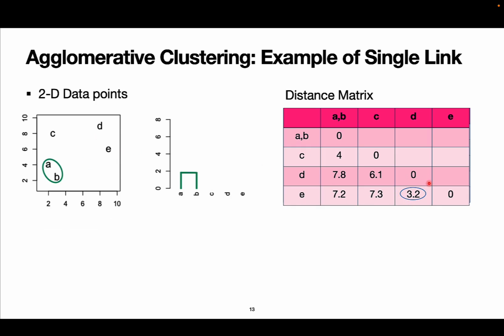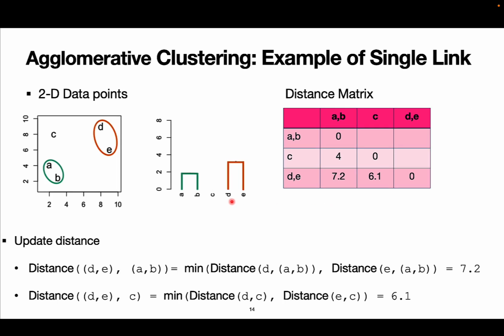Next, we identify 3.2 as the smallest distance, which is between D and E. We merge D and E together into one cluster and recompute the distance matrix. For example, the distance between DE and AB is the minimum of the distances DA, DB, EA, EB. Similarly, we compute the distance between DE and C.